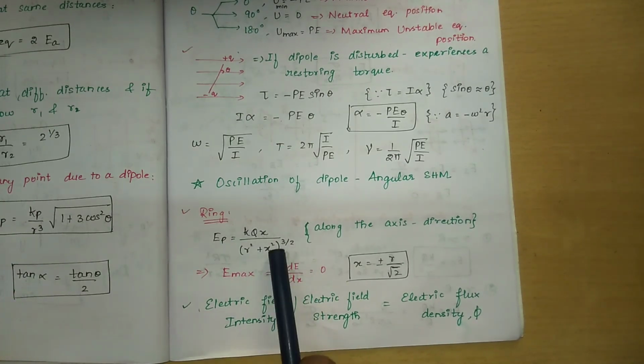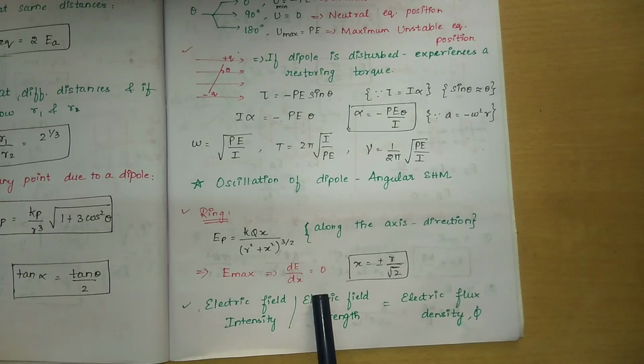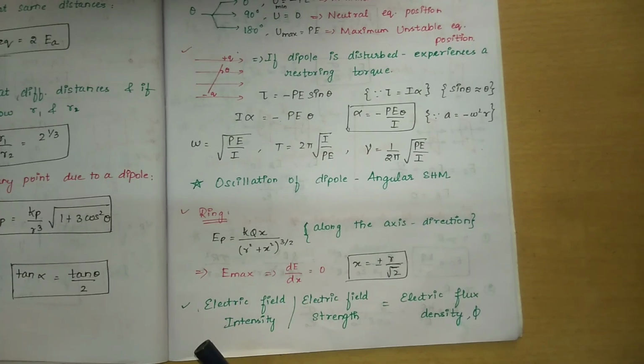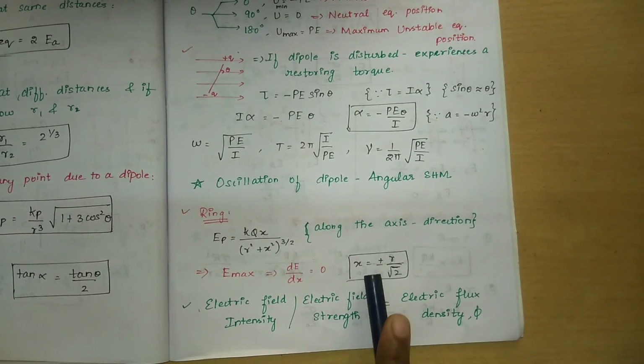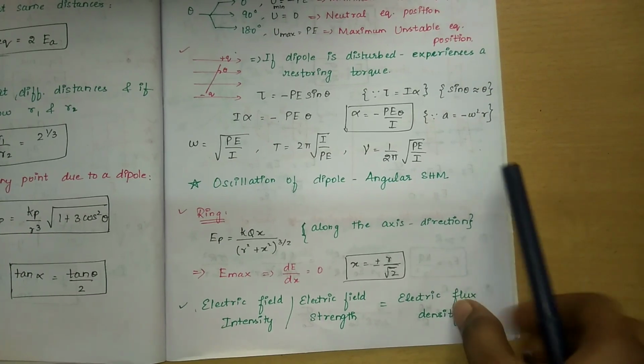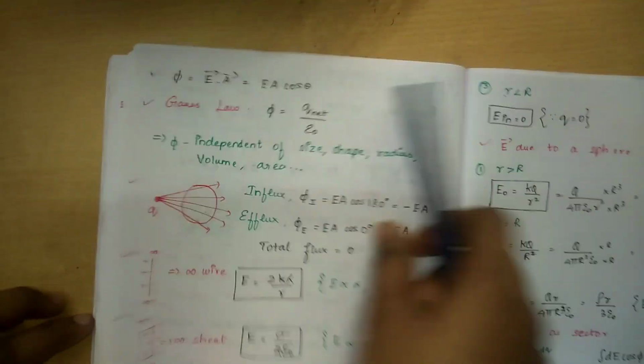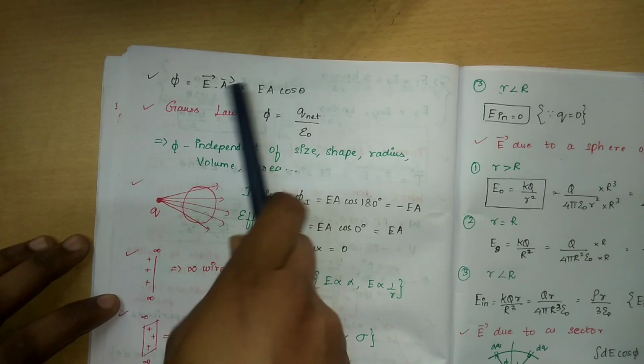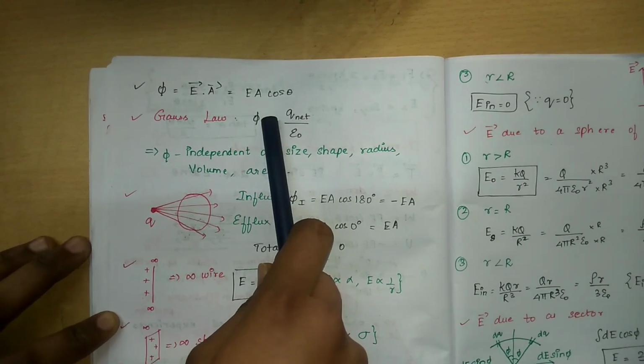D and EP, you can take the EP value here and differentiate with respect to x, and you will get x equal to plus or minus r by root 2. Then electric field intensity, or electric field strength, is equal to electric flux density, which is phi. What is the formula? E vector dot A vector, the scalar product, which is equal to EA cos theta.